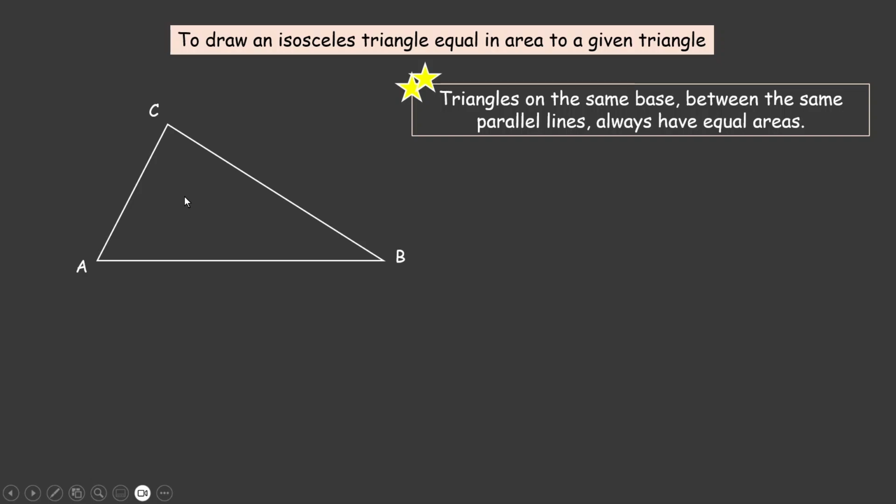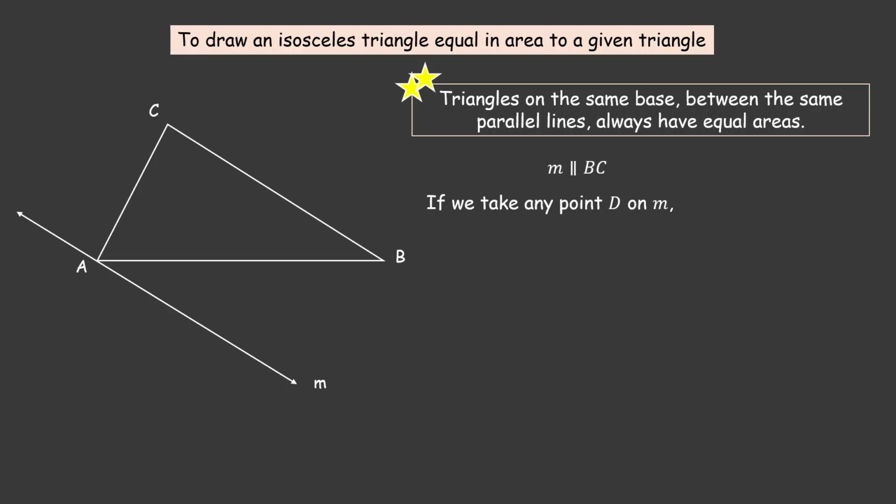Now, since we want this triangle and the isosceles triangle we want to draw to have the same base, we can pick any one of the sides of the original triangle as the base. Let us pick BC. And we also want these two triangles to be between the same parallel lines. So let us draw a line M which is parallel to BC.